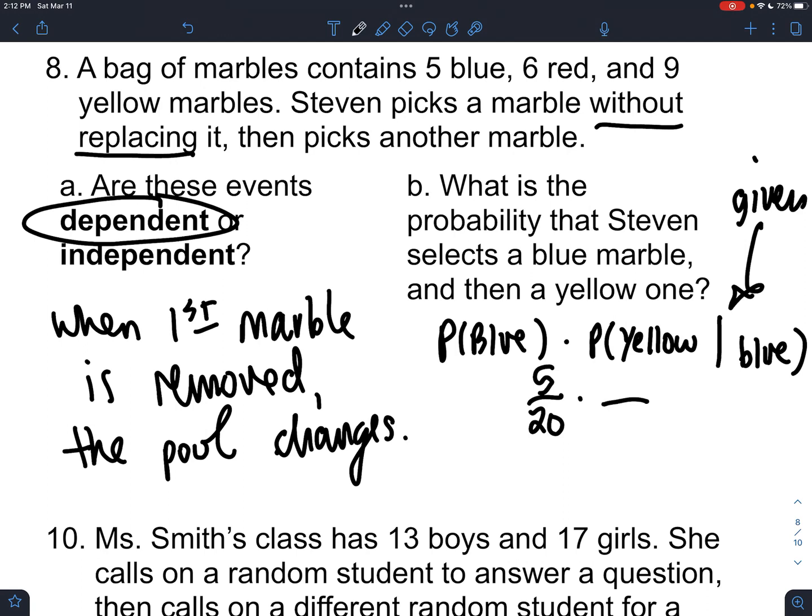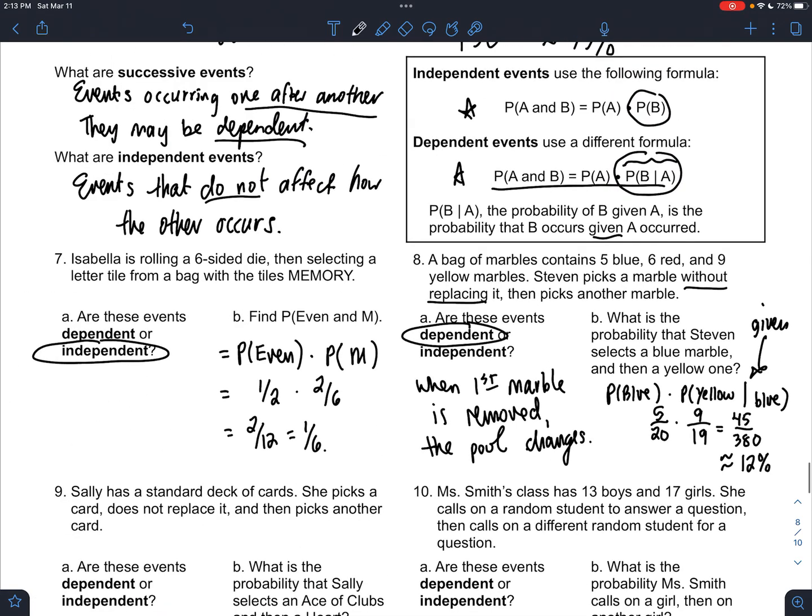It would just be, there's 20 marbles, so just 5 out of 20. Okay? But if you keep that blue marble out and you go in to pick another marble, there's not 20 marbles in there, there's 19. And how many yellows are in there after you take out a blue? Still 9. So this is equal to 45 out of 380, which is around 12%.